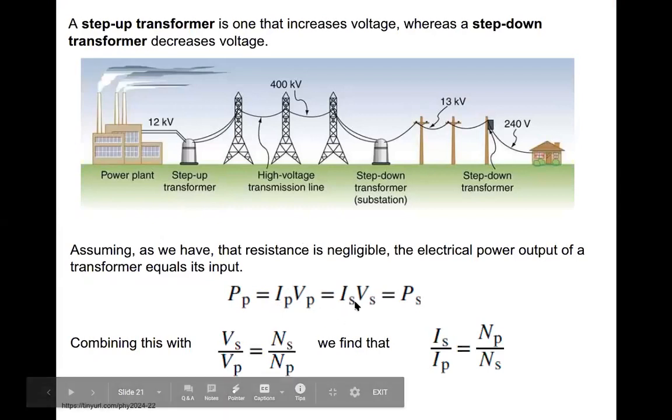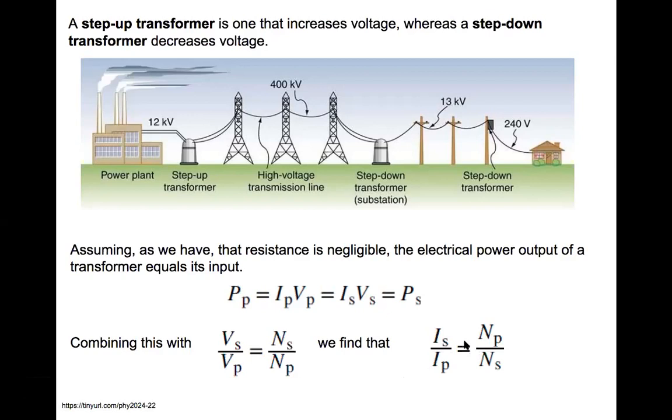So combine this with the transformer equation we had earlier. Then we find the relationship between the currents in the two circuits. The secondary circuit current over the primary circuit current should be equal to the number of turns of coils in the primary divided by the number of turns of coils in the secondary circuit. Inversely proportional to the turns of coils, because V times I should be the same.